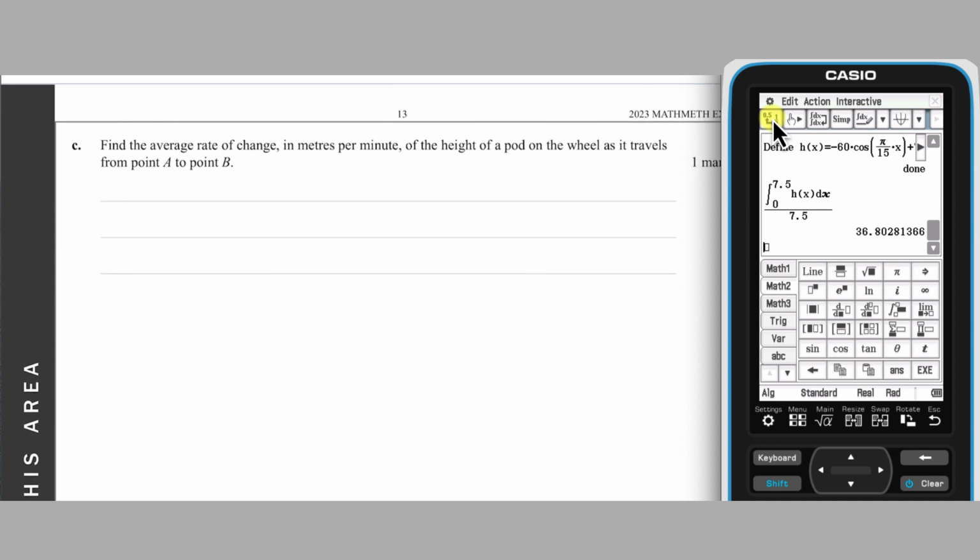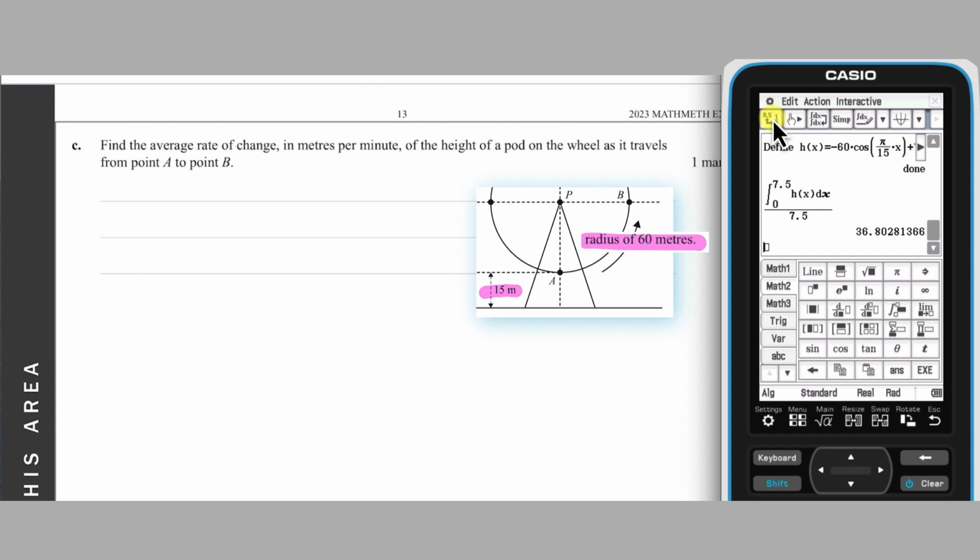Part C asks for the average rate of change of height, which sounds a bit like Part B, but it is in fact a quite different thing to calculate. Whilst my ClassPad has an average rate of change user-defined function, I don't really need it here. We know that the change in height between points A and B is 60 metres, the radius of the wheel, and we know it takes 7.5 minutes to travel from A to B. So the change in height divided by the change in time is 60 divided by 7.5, which is 8 metres per minute.